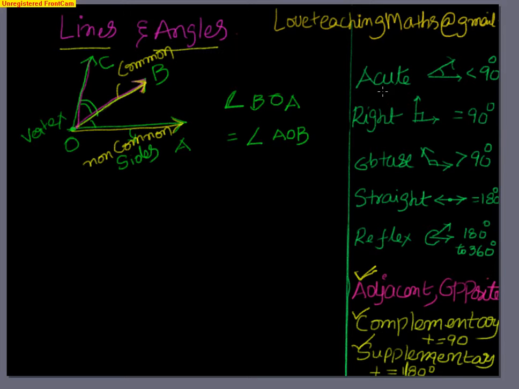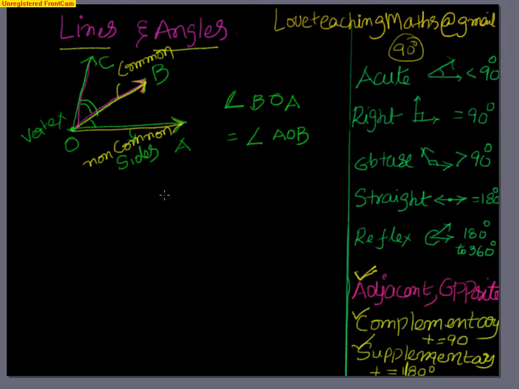Now, once we know how we denote the angle, you can see the types of angles, which you should have learned already. These are all with respect to 90 degrees. Acute angle is less than 90 degrees, that means 0 to 90 degrees. Right angle is exactly equal to 90 degrees. Obtuse angle is between 90 and 180 degrees, straight angle is equal to 180 degrees, and reflex is between 180 and 360 degrees. These are the different types of angles which you will be seeing.